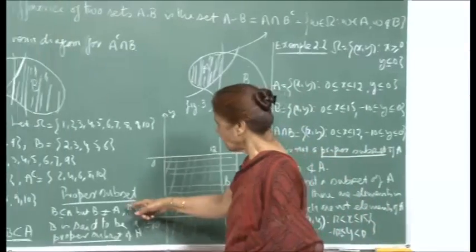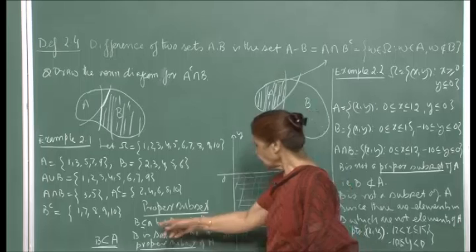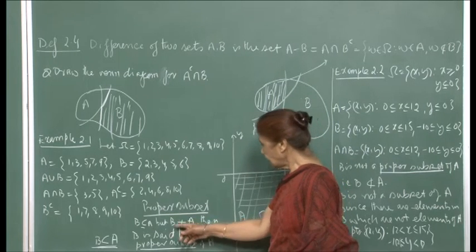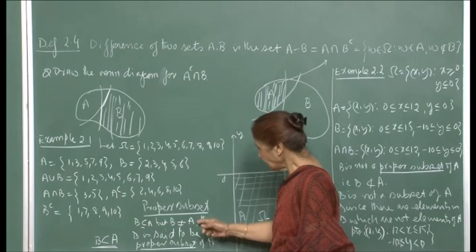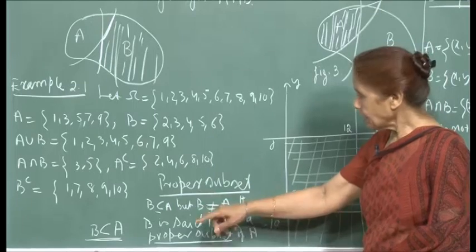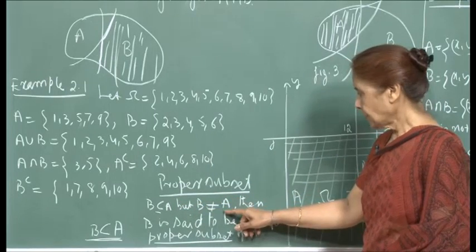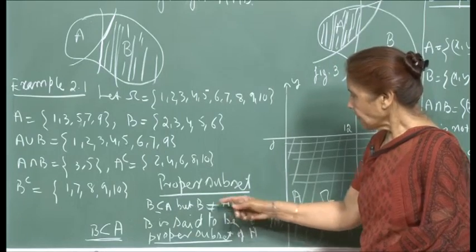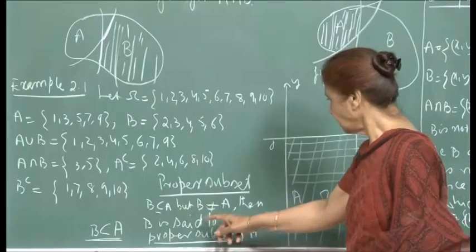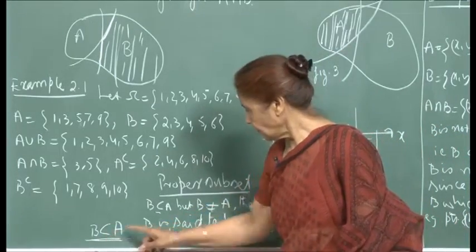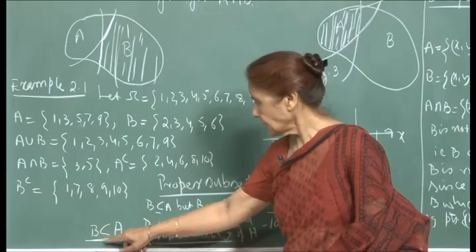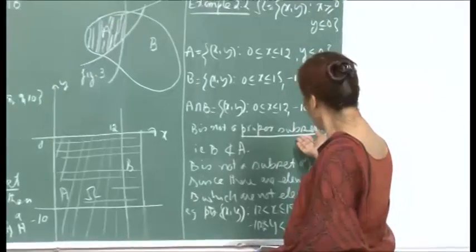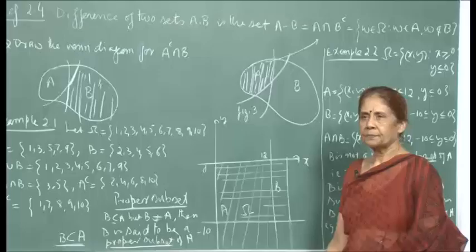Now let me also give you a formal definition of a proper subset. What do we mean by a proper subset? If B is a subset of A, but B is not equal to A, then we say that B is said to be a proper subset. That means, when B is a subset of A and B is not equal to A, there are points in A which are not in B. Because B is a subset of A, all elements of B are also elements of A, but since B is not equal to A, there is at least one element of A which is not an element of B. In that case, we say that B is a proper subset of A, and we write it as B without the equality sign here. So, this is the notation for B is a proper subset of A. So, now you know what is a proper subset.